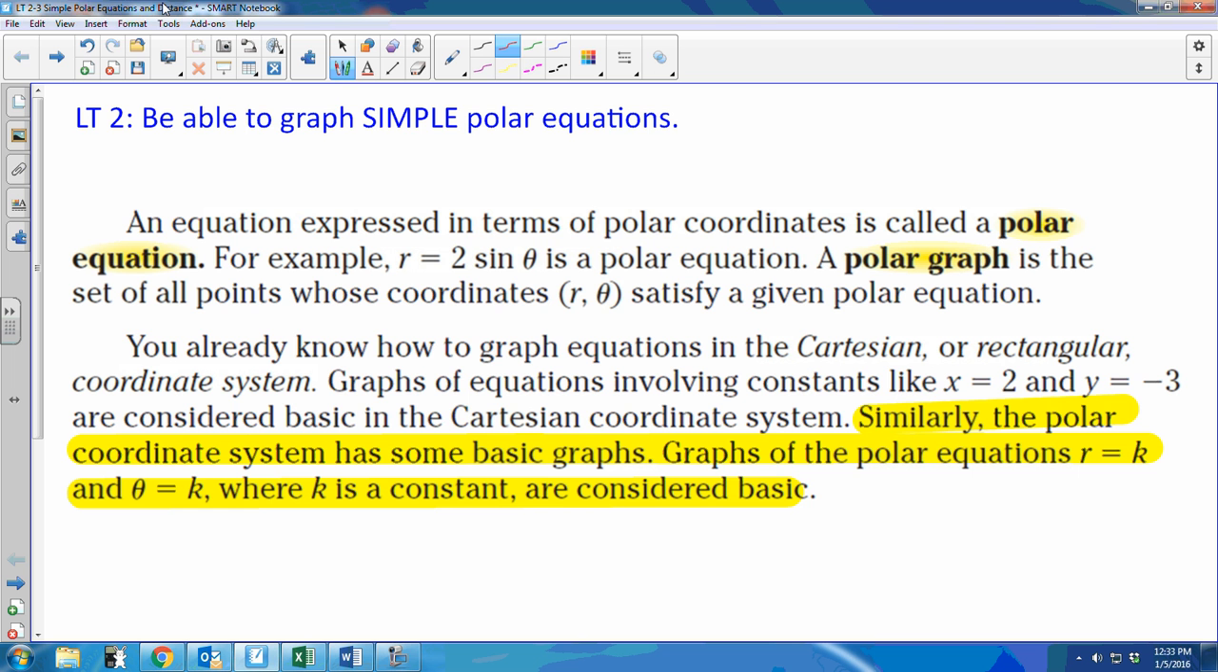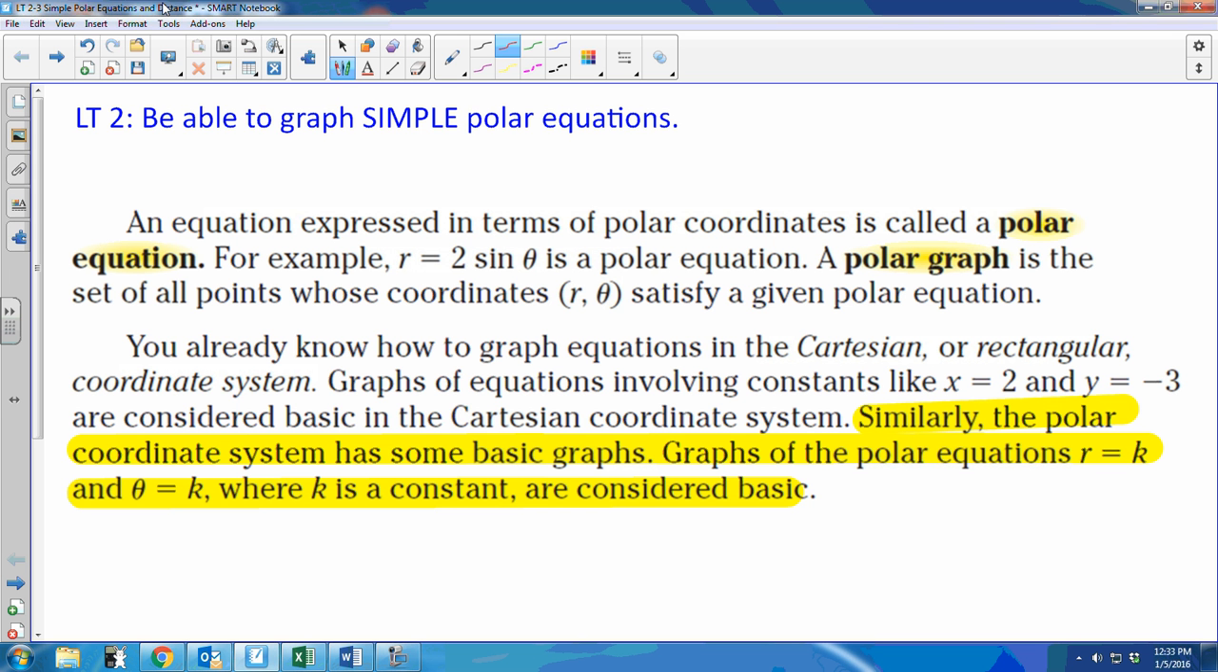A polar graph is then the set of all points whose coordinates r, theta satisfy a given polar equation. Anything you've ever done in rectangular coordinates is the same concept. If you graph a line, every single point on the line makes the equation true. If you graph a quadratic equation, every single point on the parabola makes the equation true. Same thing here. Every single point on that graph has to make the equation true.